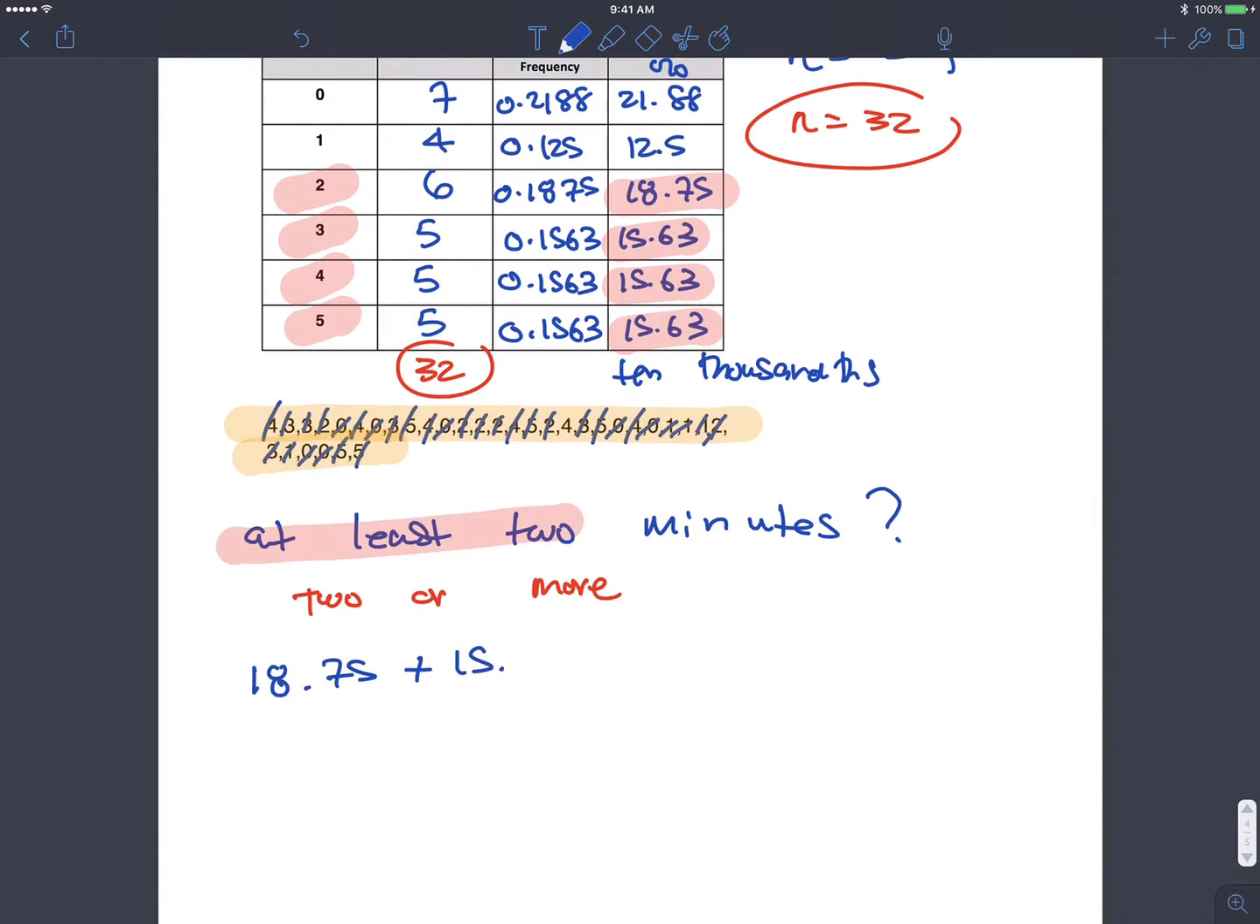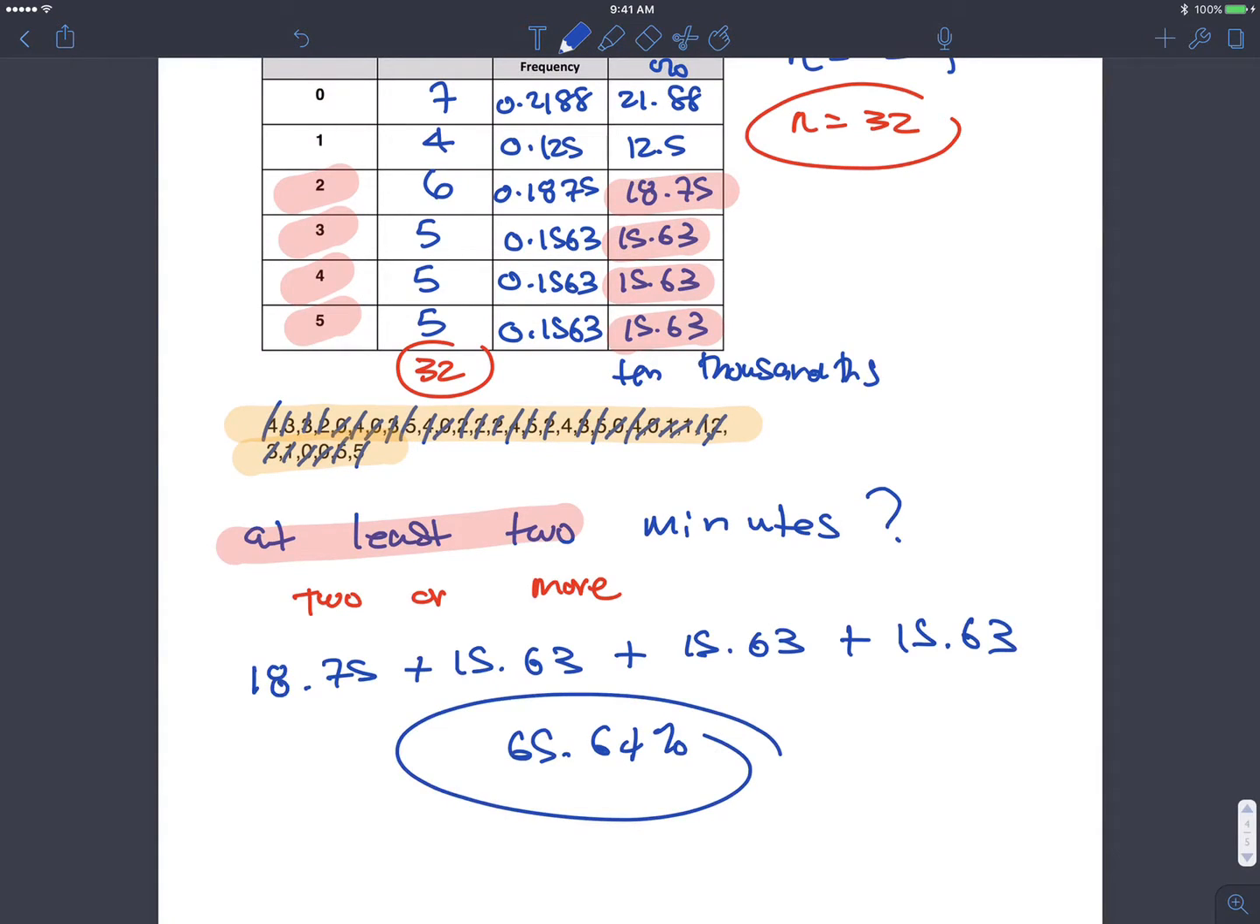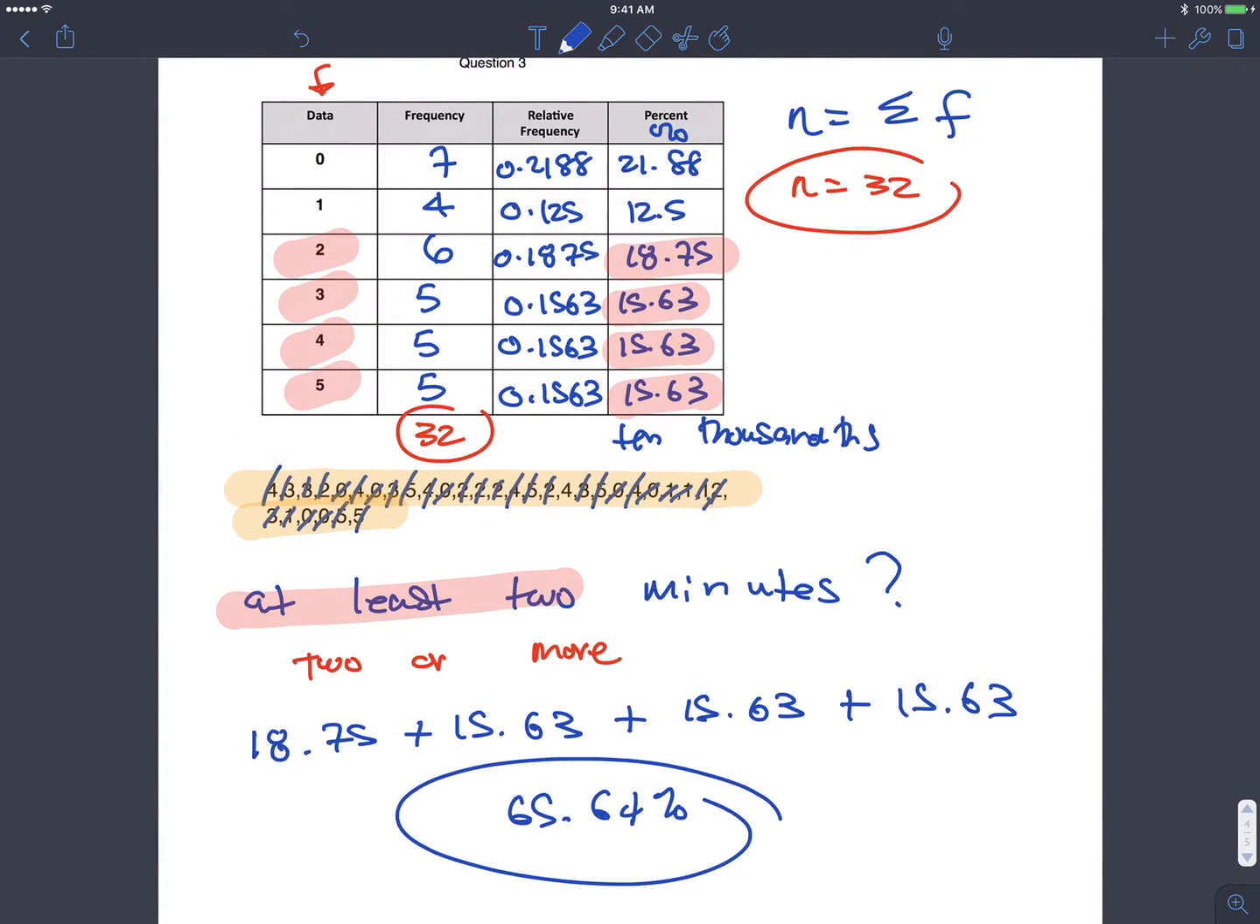So we're going to add the associated percentages, and we get 18.75 plus 15.63 plus 15.63 plus another 15.63. Let's go through and add them. We should get 65.64%. So 65.64% waited at least 2 minutes for their coffee.